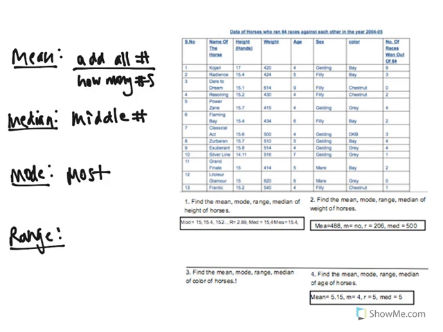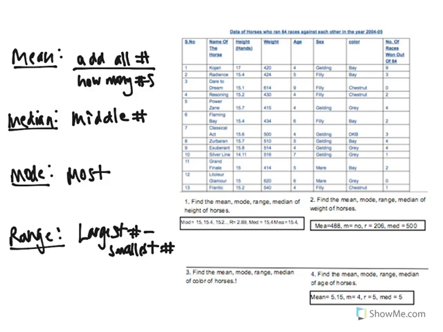And last we have range. Range is when you subtract the smallest number from the largest number. And this lets us know how far our data is spread across.